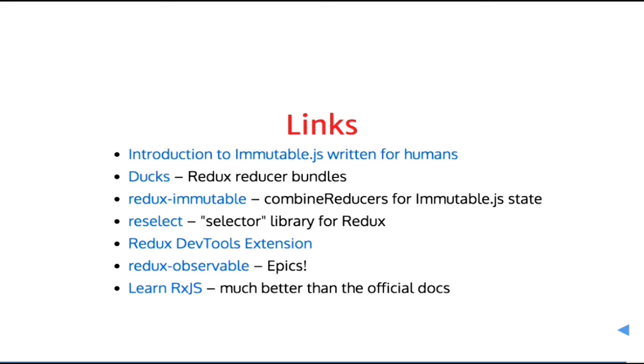Next, you can read about Ducks, the reducer bundles proposal, Redux Immutable, and Reselect, a selector library for Redux, where you can set your view code to react only to portions of state changes and ignore other stuff. Then the Redux DevTools extension, and Redux Observable, that's the official name for epics. And epics is an instance of Redux Observable.